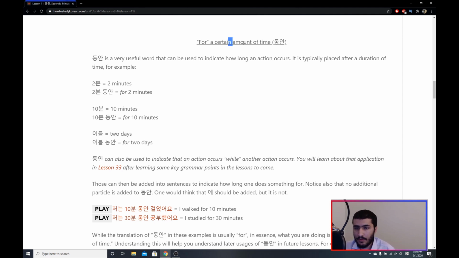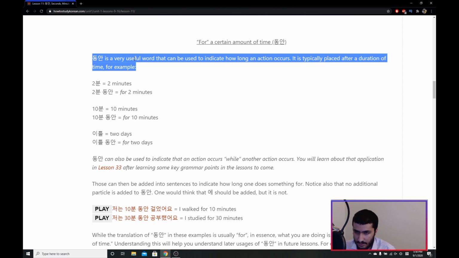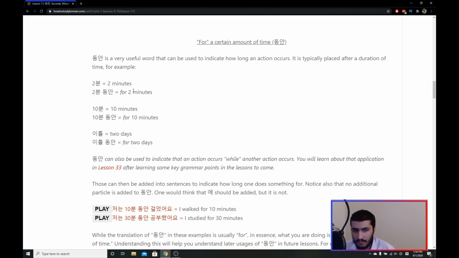So let's start with 동안. It just means for a certain amount of time. So 동안 is a very useful word that can be used to indicate how long an action occurs. So for 2 days, 이틀 동안, for 10 minutes, 10분 동안, 2분 동안.